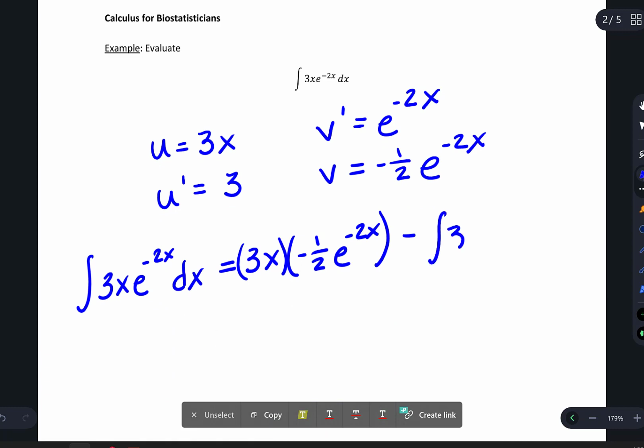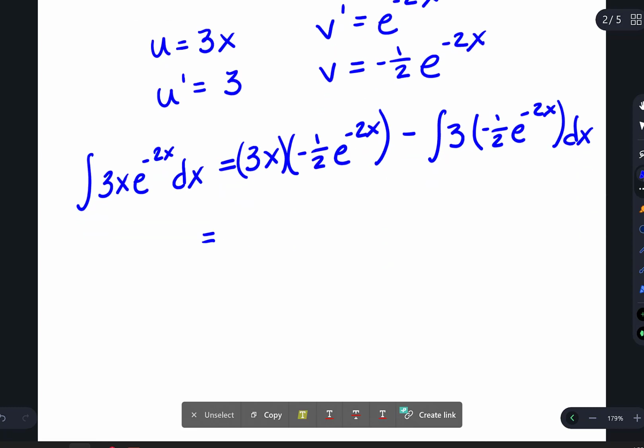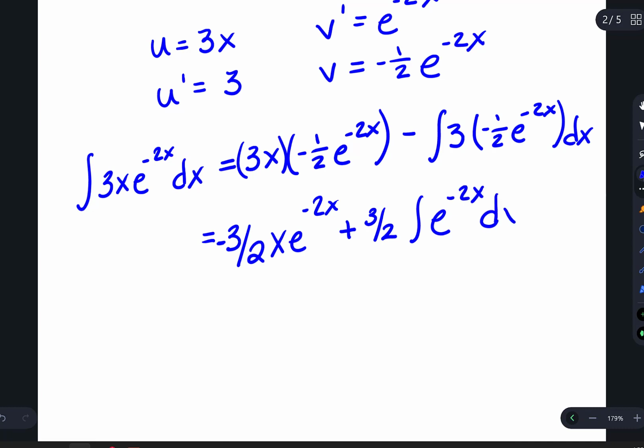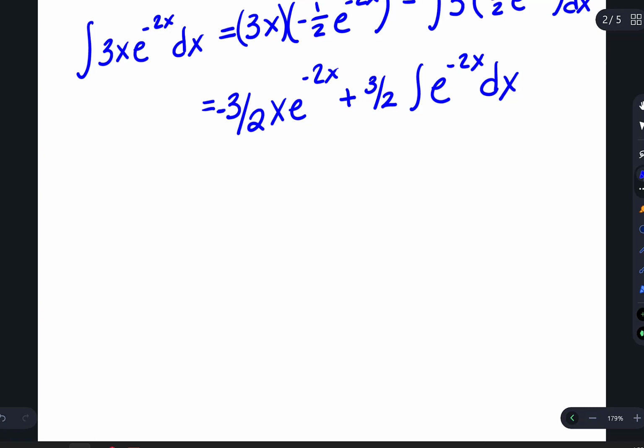Well, u prime in this case is just 3, and again v is negative 1/2 e to the negative 2x dx. So this becomes 3 divided by 2, and that's going to be a negative x e to the negative 2x, so I just simplified that, minus, I'm going to go ahead and pull out my constants here. So that's going to be 3 times negative 1/2, so this is going to become a positive 3/2 times the integral of e to the negative 2x dx. And now we have an integral that we know how to work with.